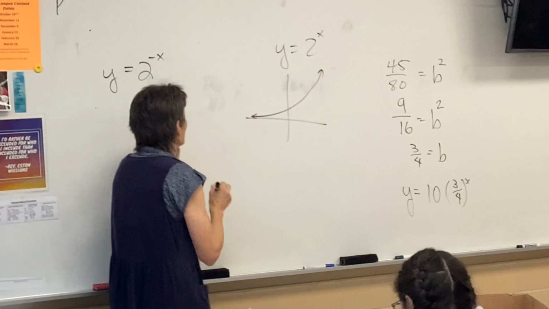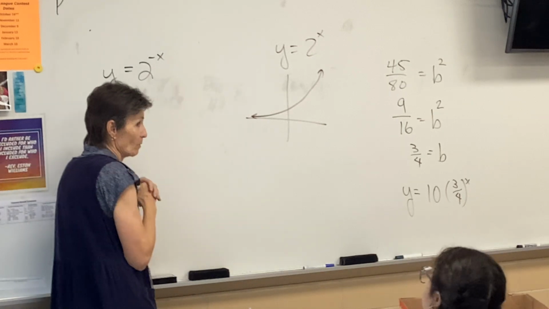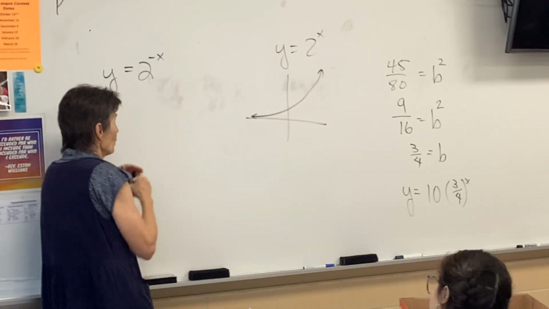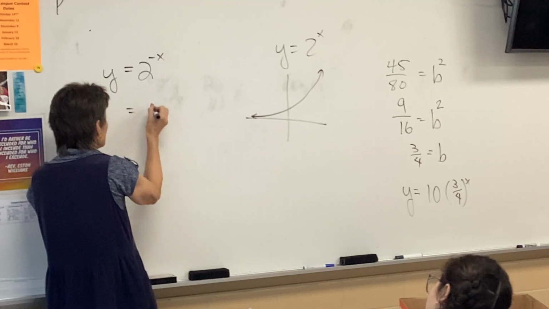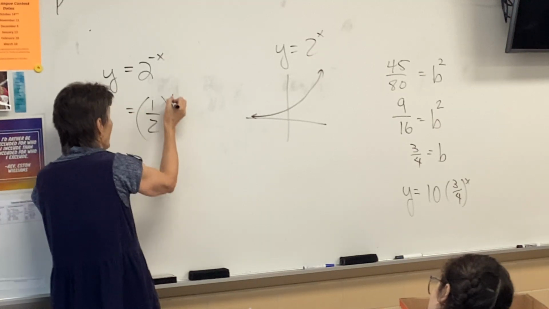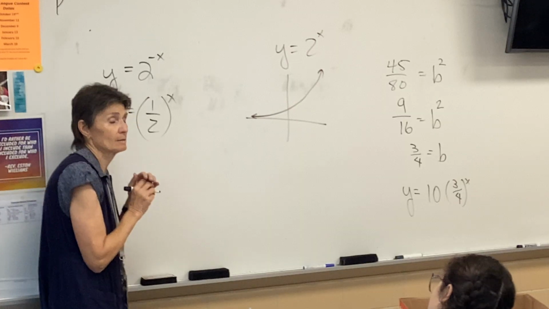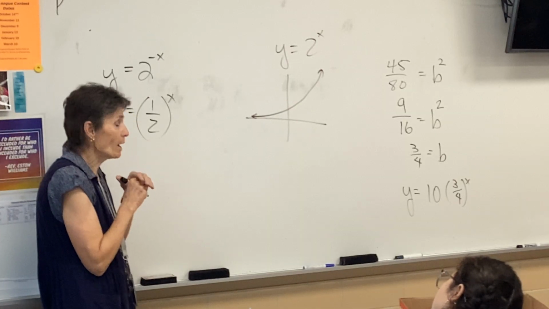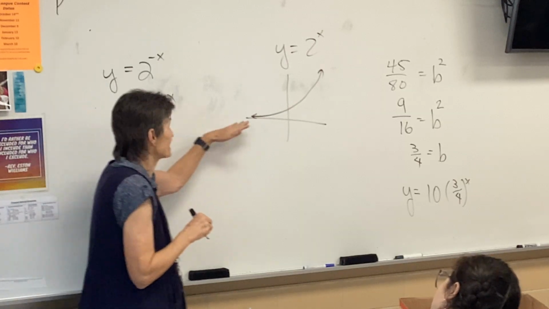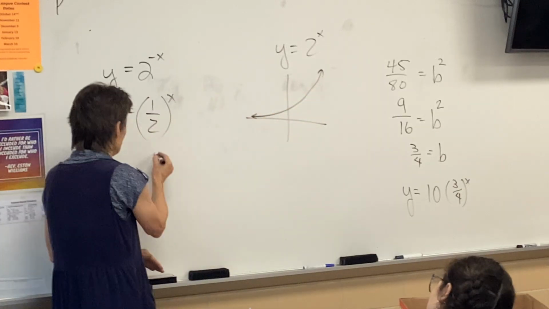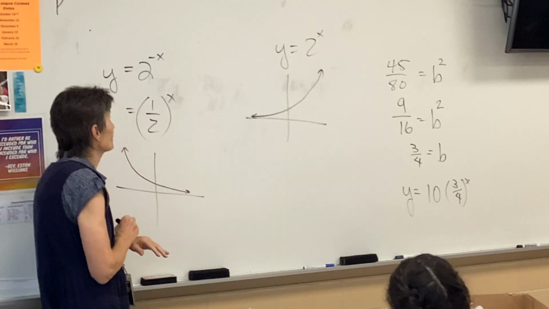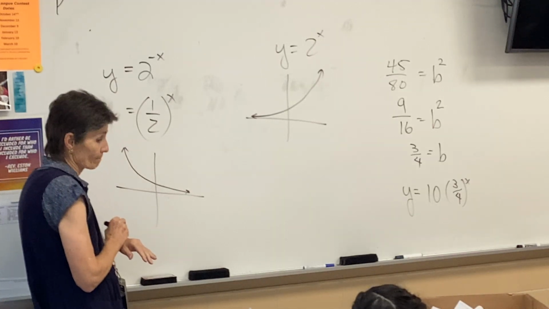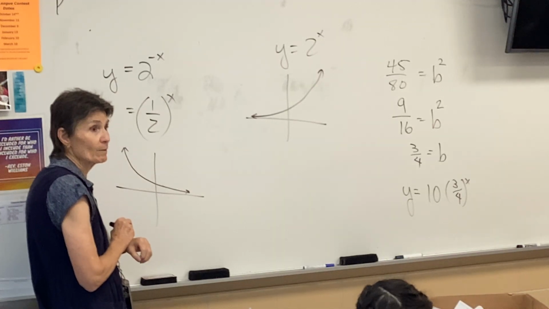Okay? Now, this one has a negative exponent. What does a negative exponent do? Flips it. So this is really 1/2 to the x. And 1/2 to the x is not growth, it is decay. Everybody all right with that logic?